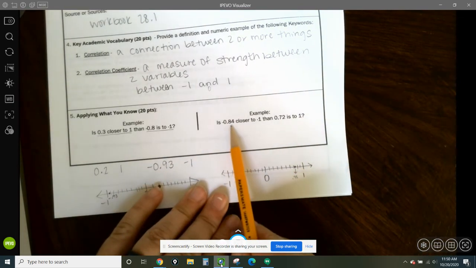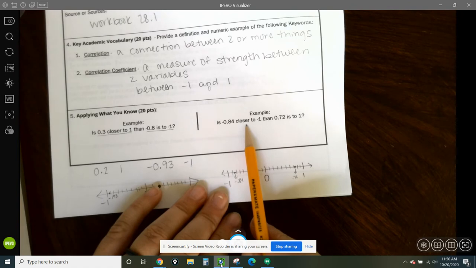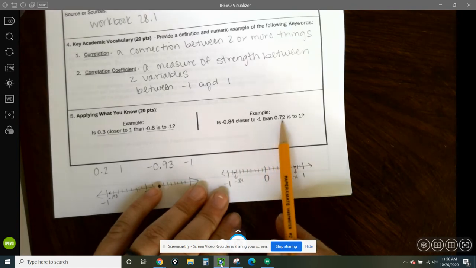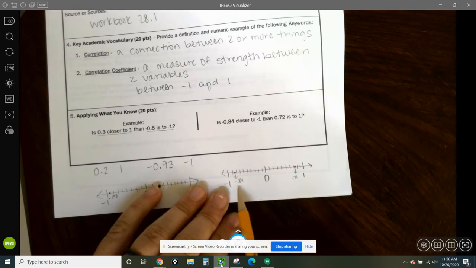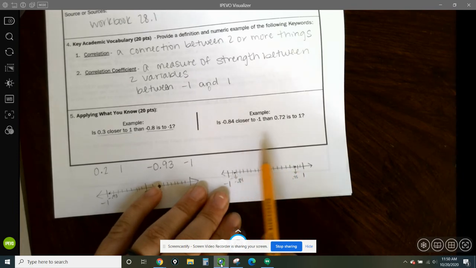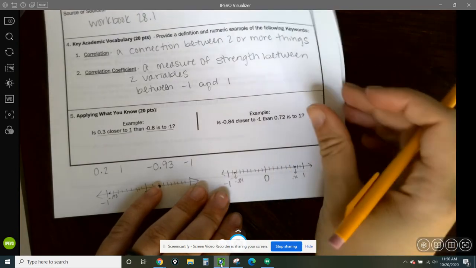So is negative 0.84 closer to negative 1 than 0.72 is to 1? So take a minute and look. Which one's closer? Is this one closer than this one? And answer either yes or no here.